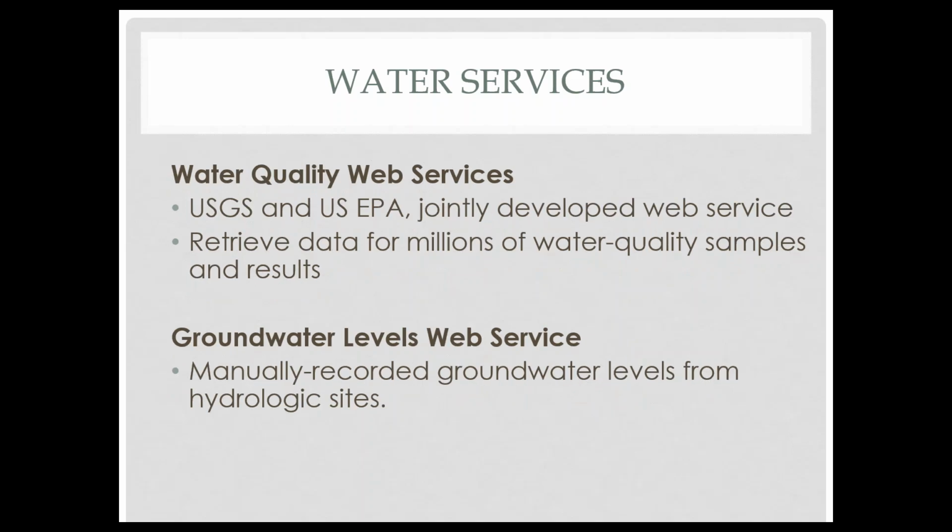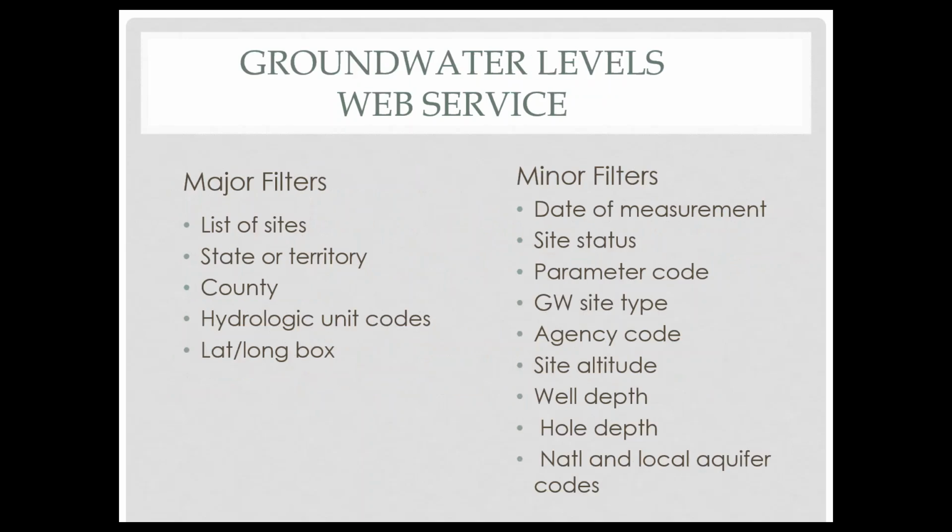There's a water quality service and also a discrete water level service. The type of information you can get out of that, you can filter on the service. You can provide it a list of sites and say, give me the data for these sites. You can provide it a list of states or territories, counties, hydrologic unit codes or HUC codes. You can build a lat-long box in your script and pull in the data that we store for that area.